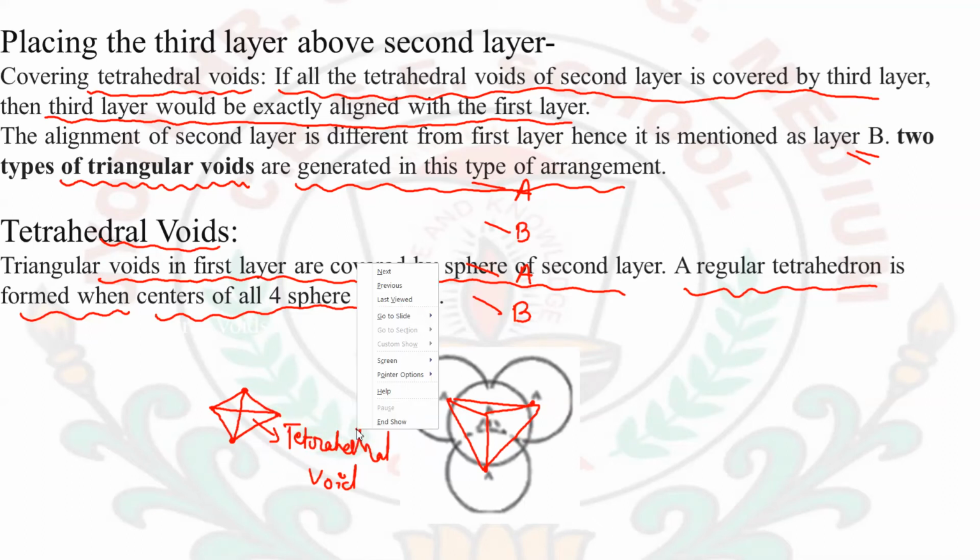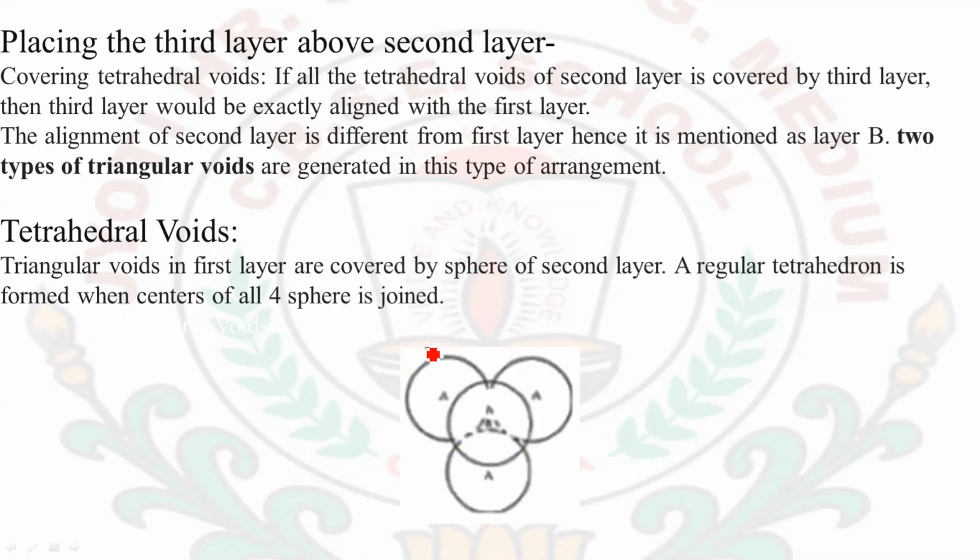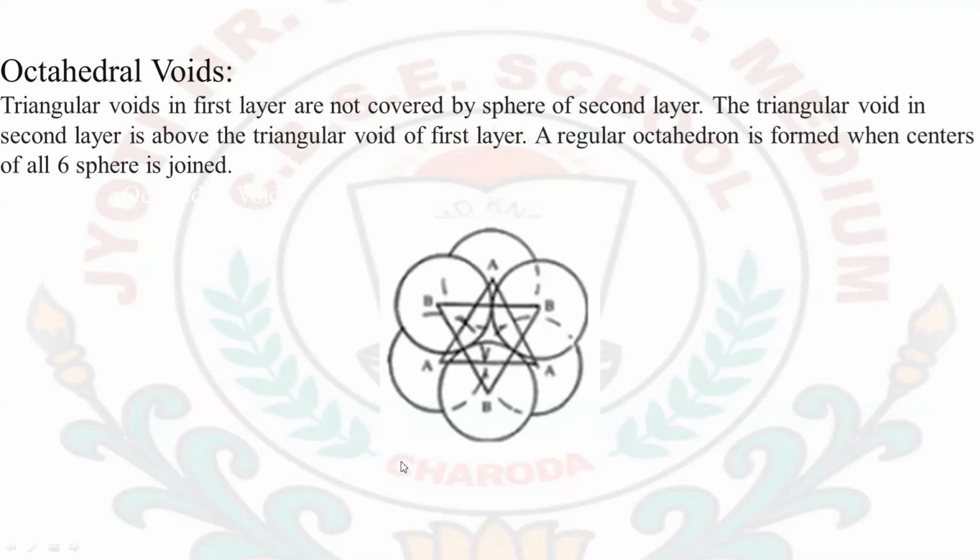Okay, next is the octahedral void. So in case of octahedral void, triangular voids in the first layer are not covered by the sphere of the second layer. Triangular void of the first layer is not covered up by the sphere of the second layer. So the triangular void in the second layer is above the triangular void of the first layer.